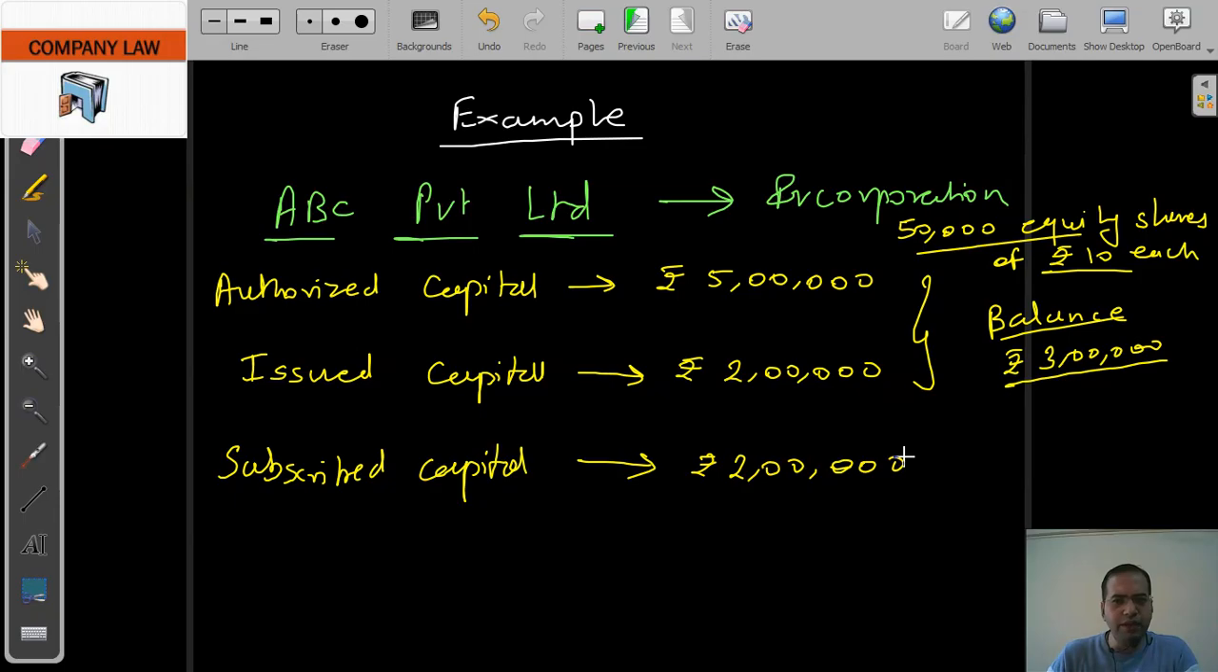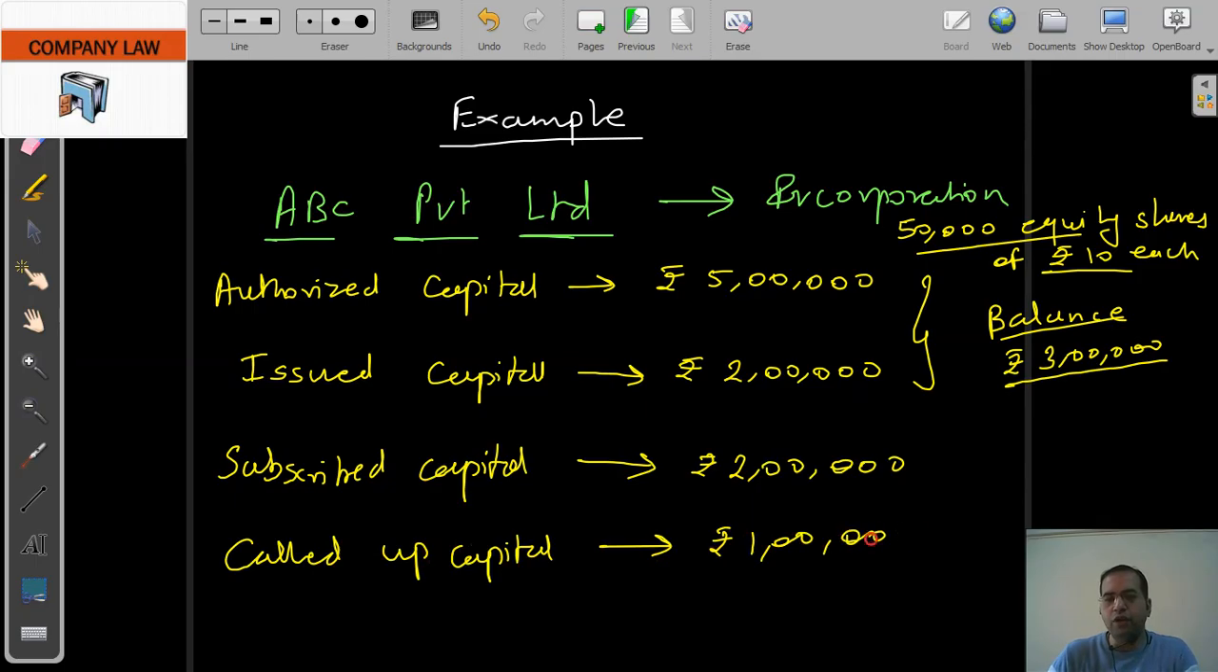In that particular case, the company may call the money from the shareholders. So my called up capital: the company is now calling 1 lakh rupees, you have to pay 50% of it. This is nothing but 50% amount the company is calling, so this is my 50%.